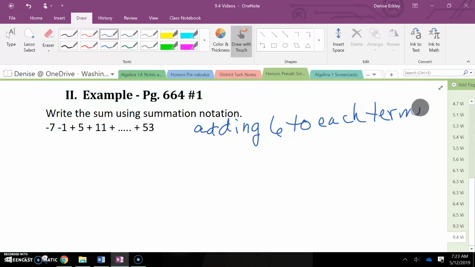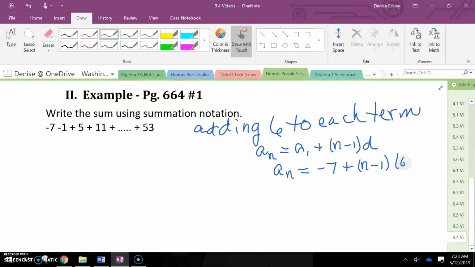So we can use the formula we have for an arithmetic sequence, which is a sub n equals a sub 1 plus n minus 1 times d. So in this case, our first term is -7, and every time we're adding 6, and when we simplify this, we get that a sub n equals 6n minus 13. So now we can use our summation notation.